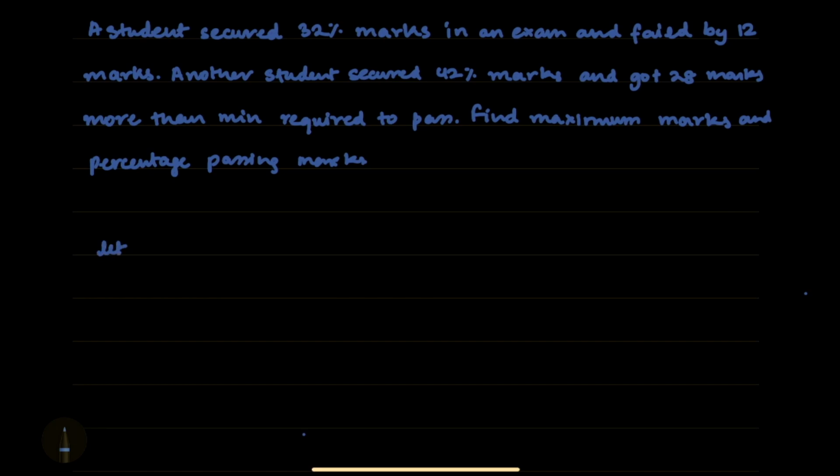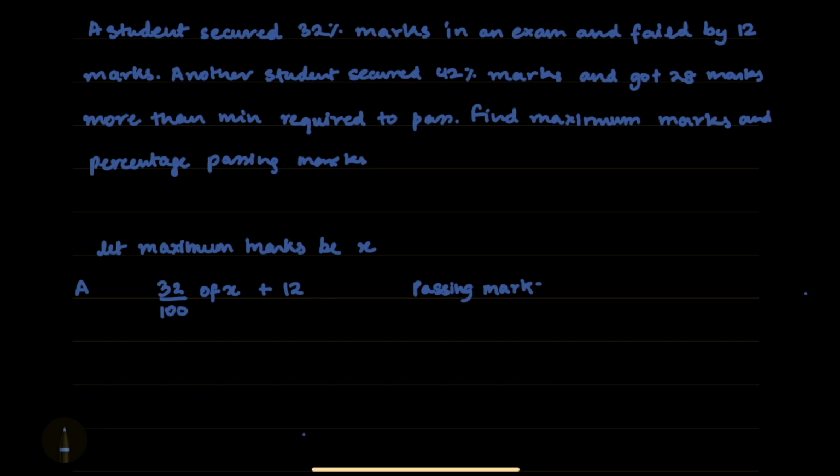So we'll first assume that the maximum marks of the examination would be X. So in our first student case, we have 32% of X is what student A has got. And if we add 12 to it, then that becomes the passing marks. And for scenario B, student B has got 42% marks, but it is greater than the passing marks by 28. So if we need to find the passing marks, we'll need to minus 28 out of it. So that also becomes the passing marks.